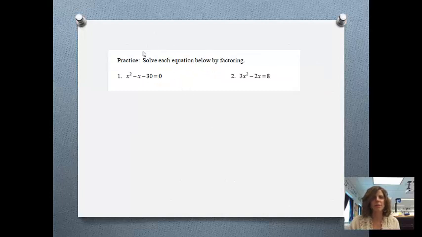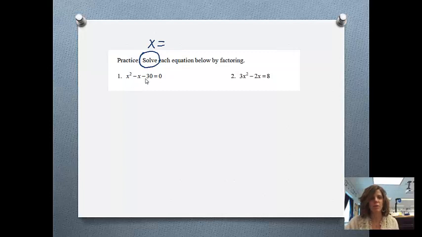All right, so this one, when it says solve each equation below by factoring, again, I'm going to circle the word solve. I know that before I'm done, it has to say x equals. It's going to be very tempting on these problems to factor it and then stop, but you're not done until you tell me what x equals.